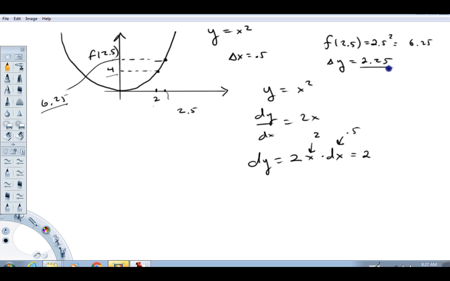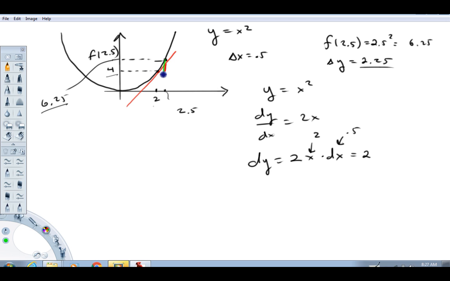Now, in the picture, the delta y is this distance. The dy, if I drew a tangent line through here, let me go ahead and do that. The dy would be this distance, and you notice that's just short of the delta y. So I'll put the delta y in green, and then the dy would be in red for the same delta x. You'll notice even graphically it's a little bit short.